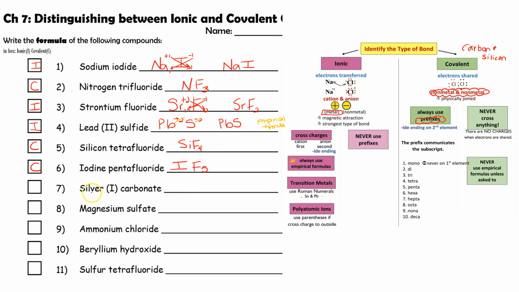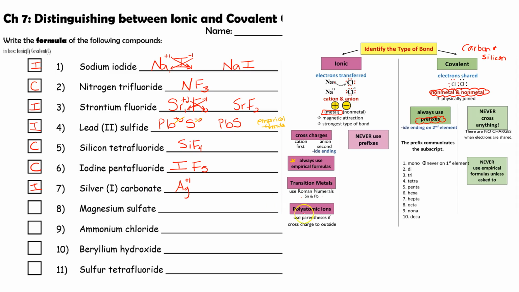Number 7, silver(I) carbonate. Things I'm noticing: silver is a metal, and it has a Roman numeral because silver is a transition metal. So I immediately know that this is going to be ionic. So I'm going to write the symbol for silver. And remember, for ionic compounds, I'm always going to cross charges. The Roman numeral tells me the charge of silver is +1.